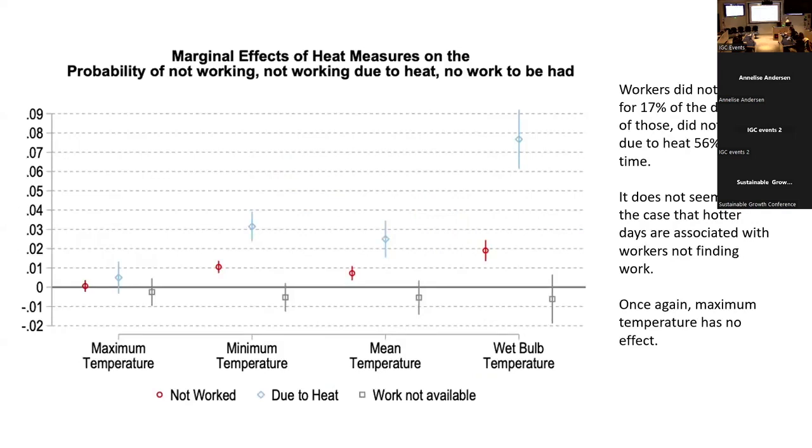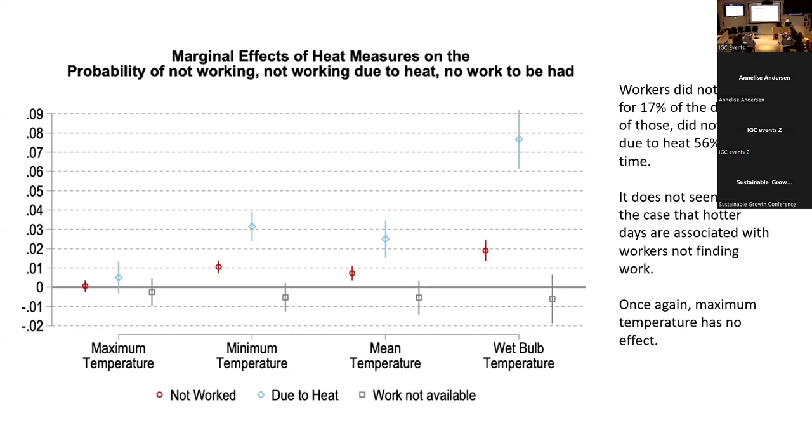So this is looking at whether we ask people, did you go to work? If you didn't go to work, why didn't you go to work? And so here we have 3 outcomes. The red ones are whether somebody did not work, probability of not working, and the other 2 are conditional on not working. There were a large number of people who didn't work on many days. So on average, 17% of the time, somebody did not go to work. And of those, more than half the time, they said it was because of heat.